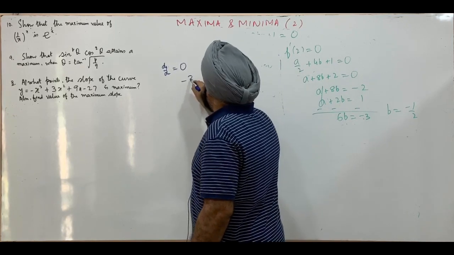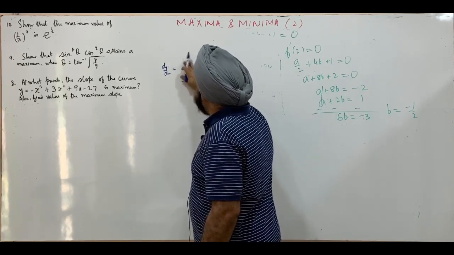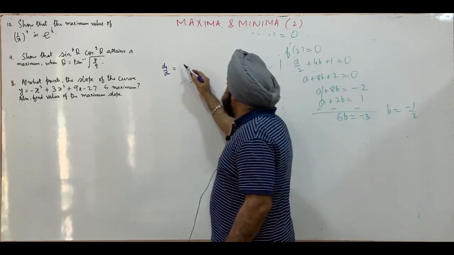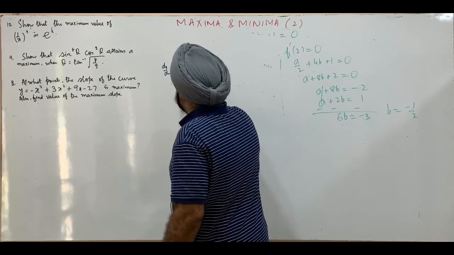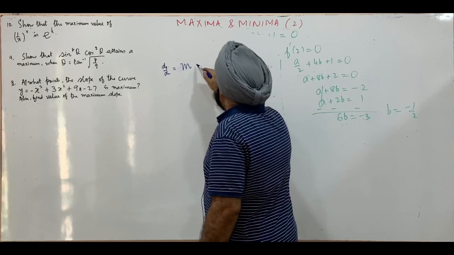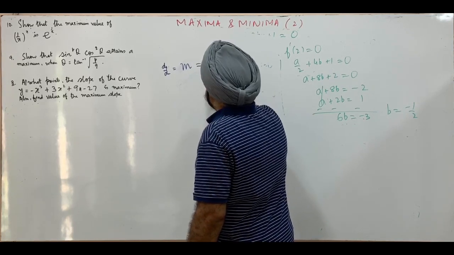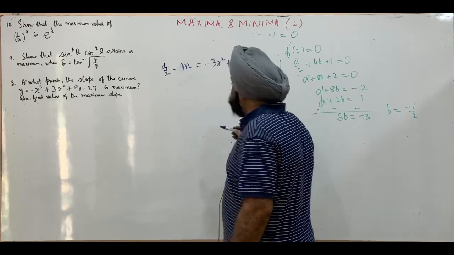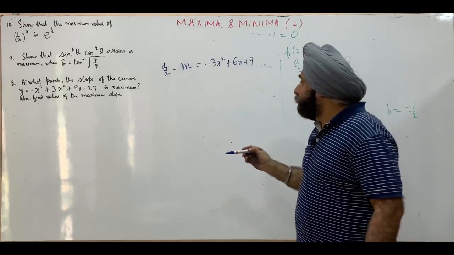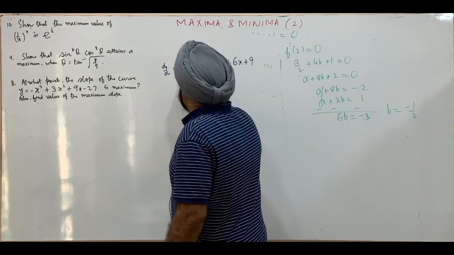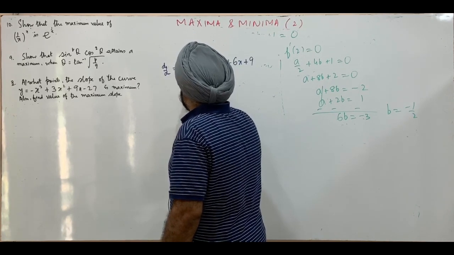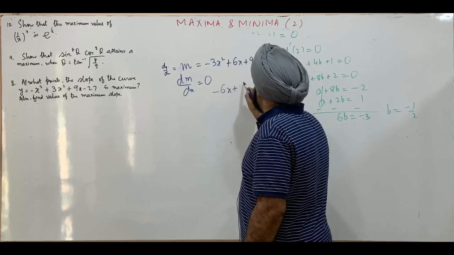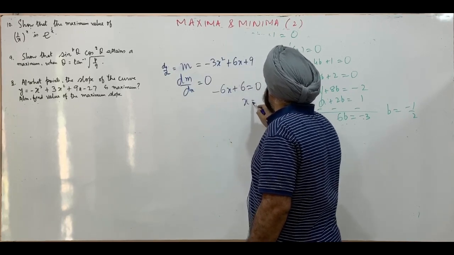We don't equate dy by dx to 0. dy by dx will give us the slope. So dy by dx is the slope. Slope we represent with m. That's minus 3x square plus 6x and plus 9. This is the slope. We want the maximum slope. For the maximum value of slope, the derivative of slope should be 0. That's minus 6x plus 6 is 0 or x is 1.